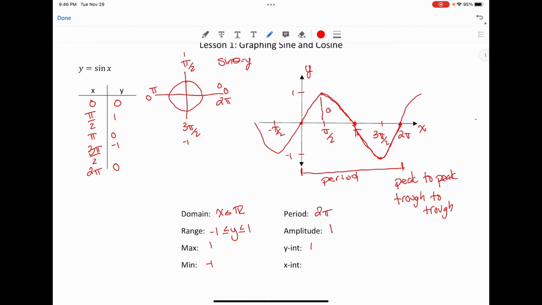Our y-intercept is 0, 0. And our x-intercept, you can see it happens a lot. It happens at 0 and then pi and 2 pi. So we start at 0 and go plus or minus pi n, where n is an integer. So that is our sine wave.